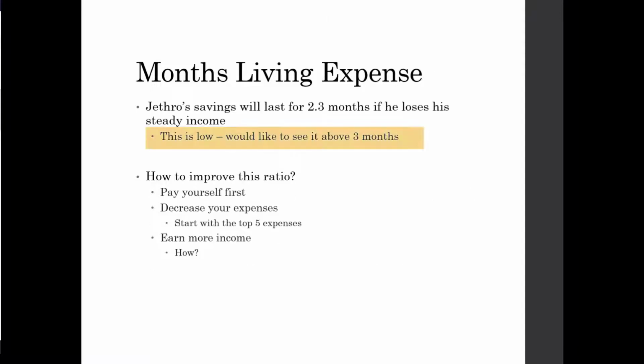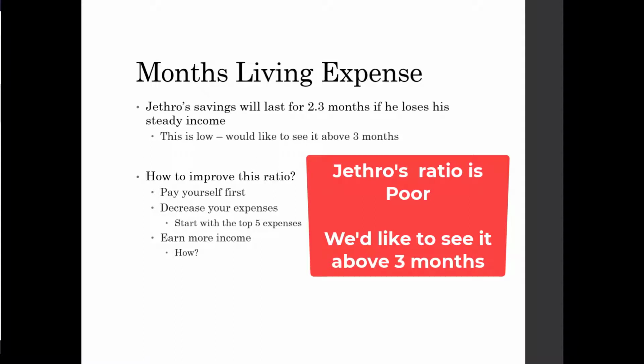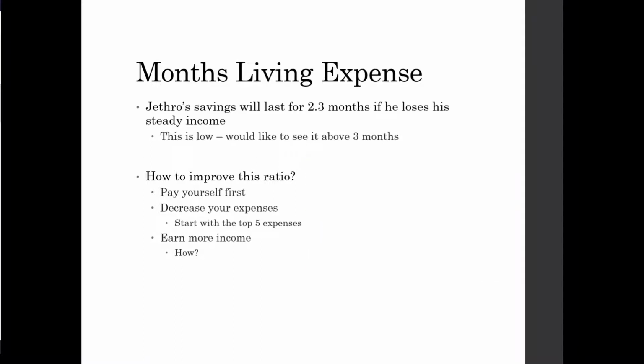So this ratio is below that 3 to 6 month benchmark that we'd like to use. He is single. He typically has a steady income. I'd like to see this number up at least 3 months worth of living expenses. So for this one, if we were to rate Jethro's liquidity, we'll say it is poor. It is not as good as it should be. We would like to see this ratio higher.